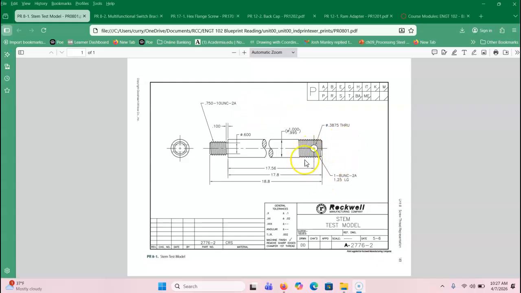So taking a look on the right side here, we have a 1-8 UNC 2A, and it's also saying 1 1/4 long. So in this case, this 1 is the diameter, the outside diameter, 8 is the threads per inch. UNC is a Unified National Coarse thread, so that is the thread form that they're calling for here. And again, this is also a Class 2A fit, so that's the way this would be represented.